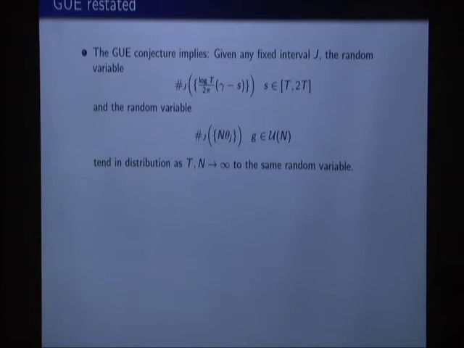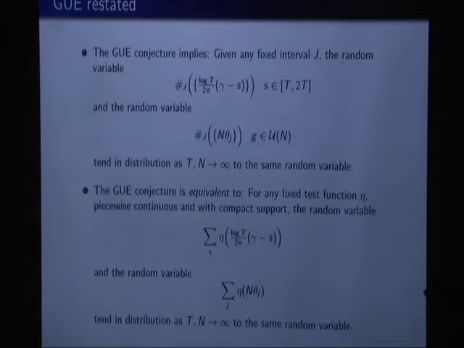All right. So there's another way to think about this, which may be more intuitive. It'll sort of motivate what comes later anyways. We take any fixed interval J, and we count the number of these randomly translated and stretched out zeta zeros that happen to lie inside of J. This is a random variable, right? And we do the same thing for the stretched out eigenvalues that lie in the same interval J. And a consequence of the GUE conjecture, a fairly elementary consequence, is just that as T and N go to infinity, these tend in distribution to the same random variable. This isn't quite equivalent to the GUE conjecture, but it's very close.